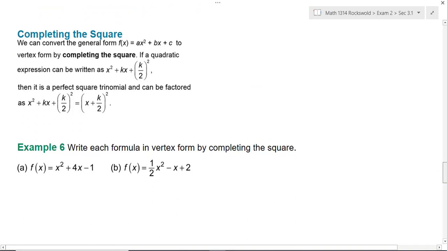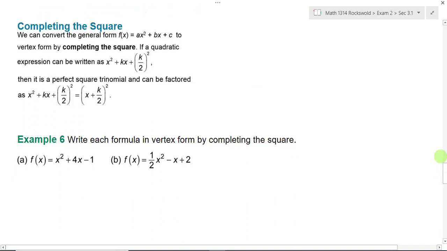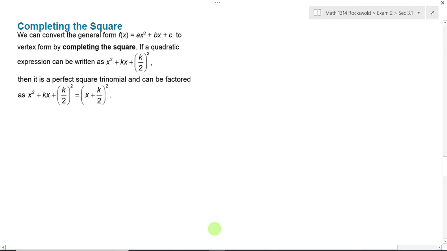There is another way to go from the general form to the vertex form, and that is by completing the square. Have y'all heard of this before? We teach y'all how to solve quadratic equations using this. This is actually a very handy skill to have, especially by the time you get into calculus.